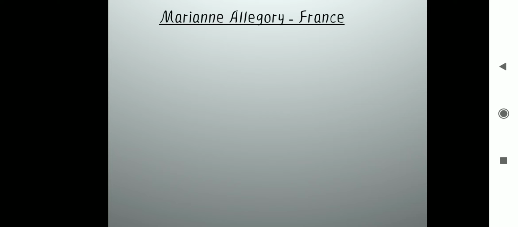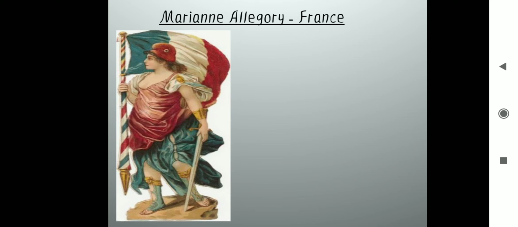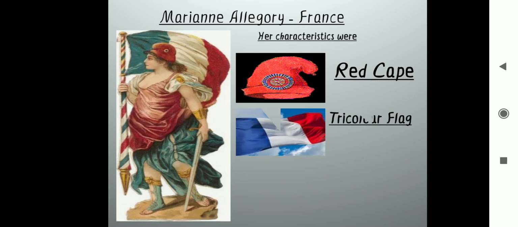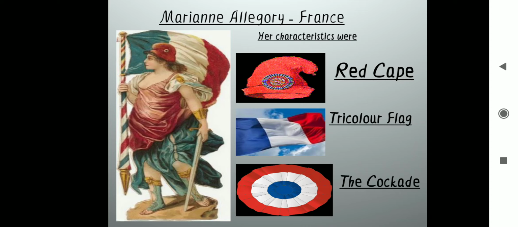Now let us understand the allegory that was used in France. Marianne allegory was used in France. Marianne is a popular Christian name, which was used to represent the country France. Let us look at the characteristics of Marianne. A red cap, which you can see on her head, tricolor flag in her hand, and a cockade in her cap. These three things are peculiar characteristics of Marianne.